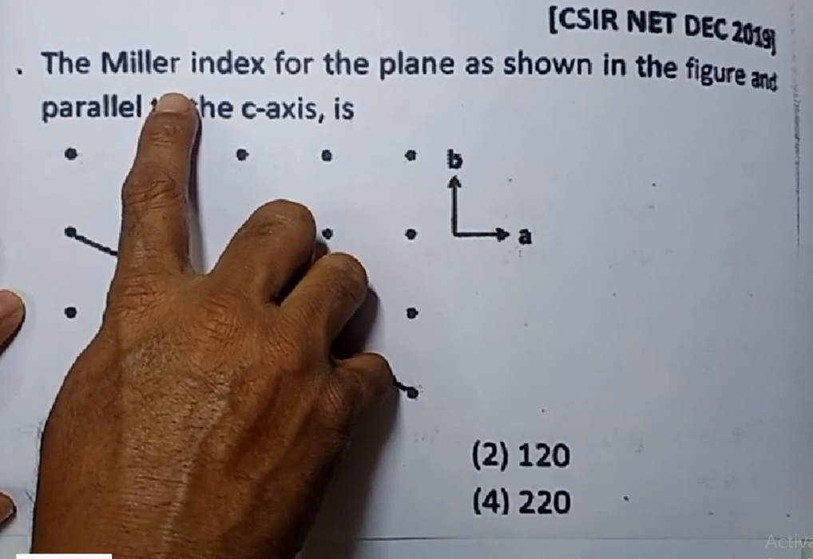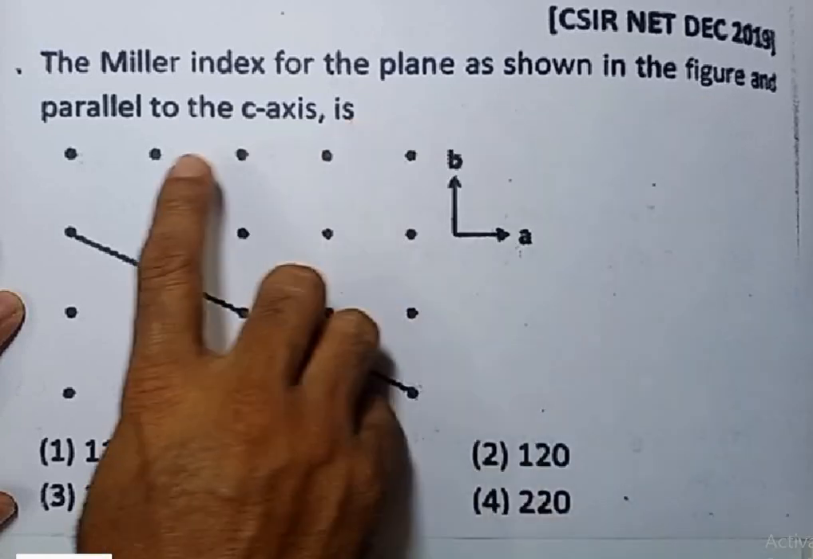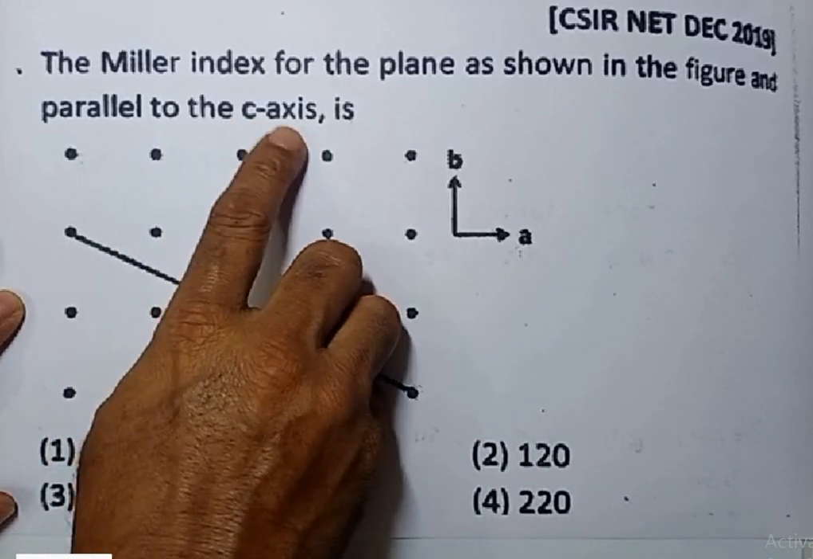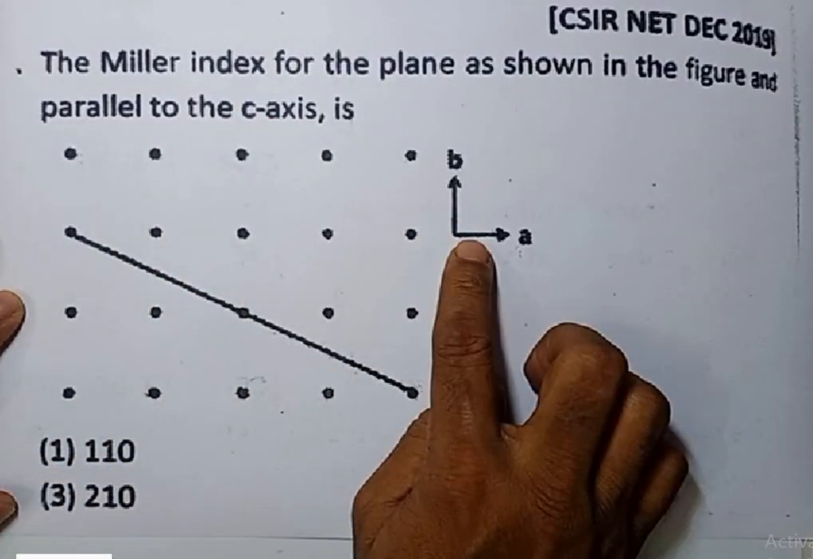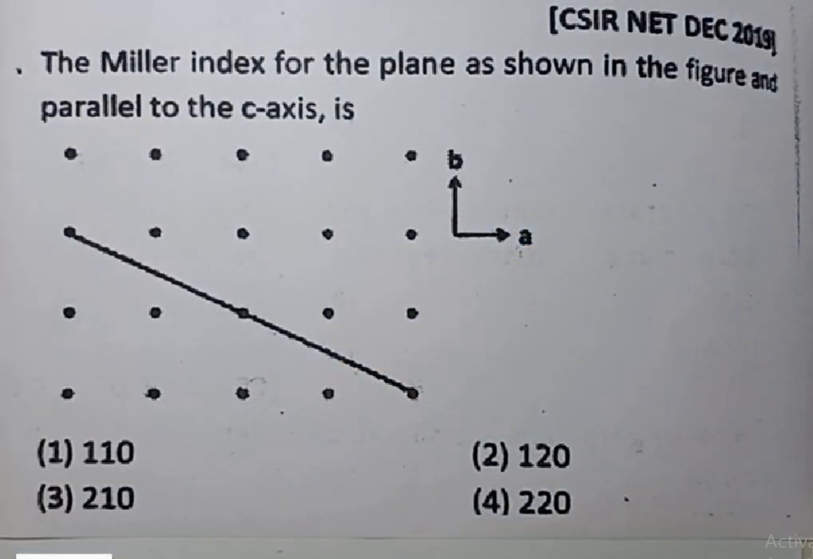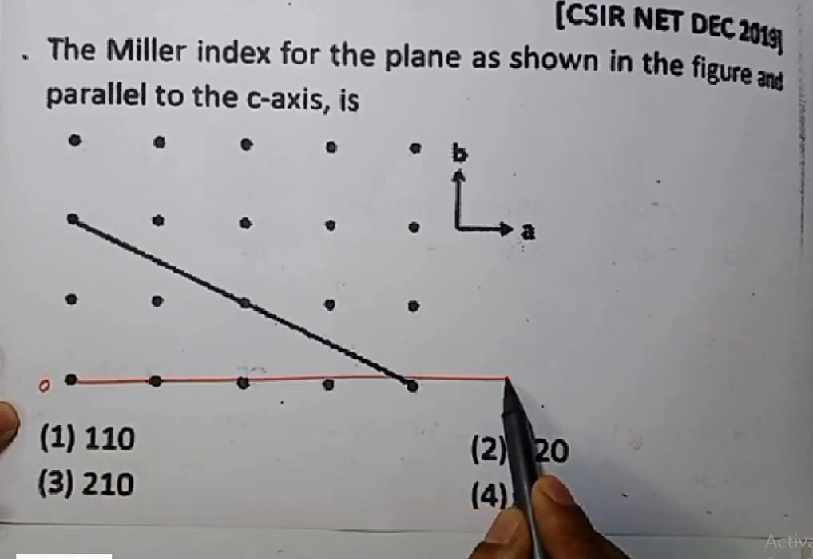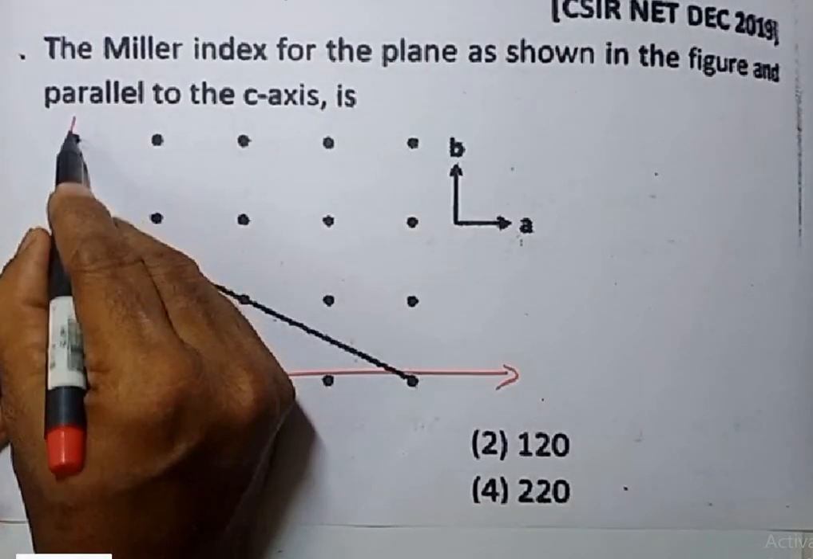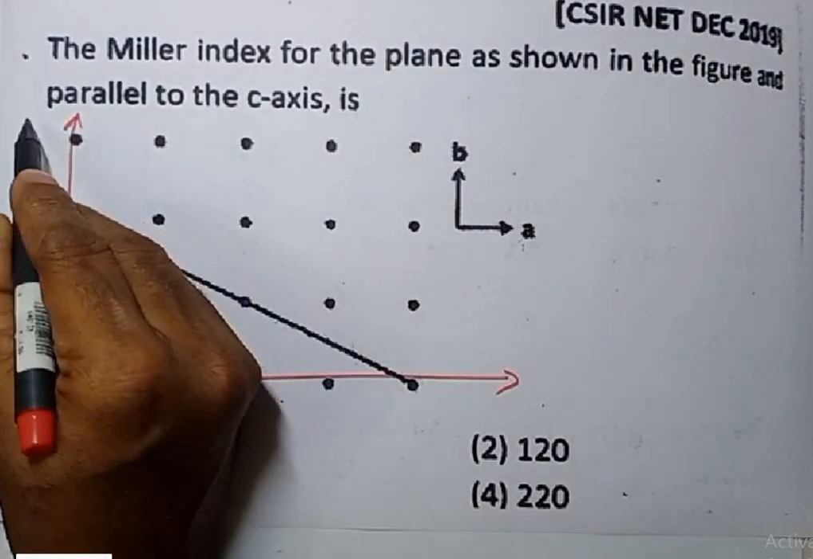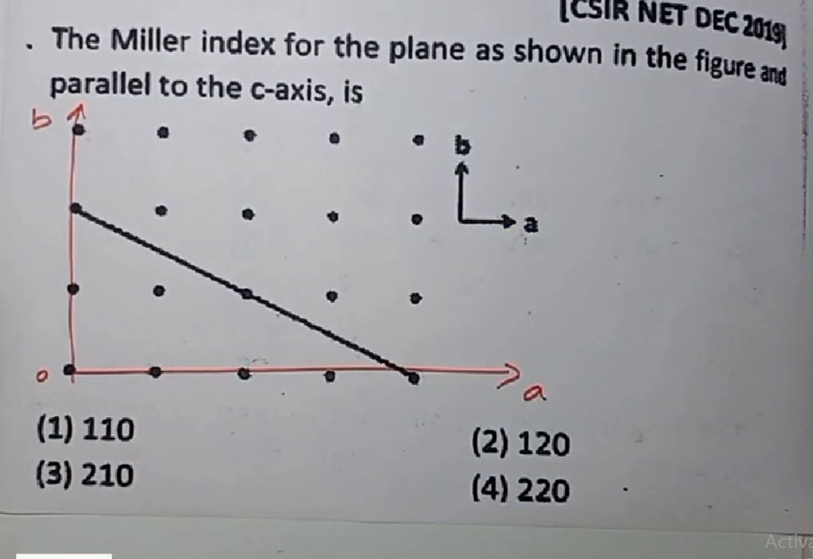The question is, the Miller index for the plane as shown in the figure and parallel to the C axis. See, A and B axis are in the plane of the paper. So, let me draw here. This is the A axis. Suppose I'll take this corner as origin. So, this should be the A axis and this should be the B axis. This is A and this is B as per this given graph.